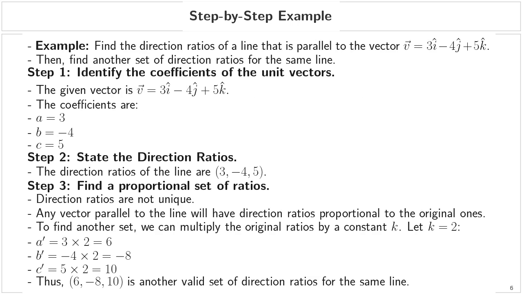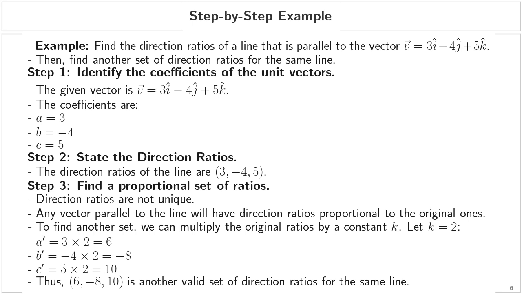Finally, in step 3, we want to find a proportional set of ratios. As we discussed in the previous slides, direction ratios are not predefined and are not unique. Any vector parallel to this line will have ratios that are proportional to our original set. To demonstrate this, we can multiply our original ratios by any constant. Let's call it k for this example. Let's choose k equals 2.